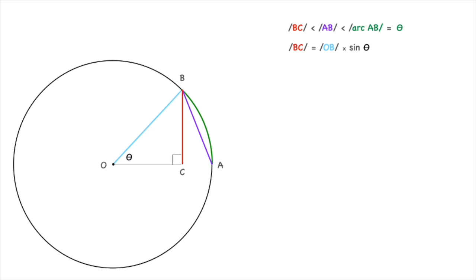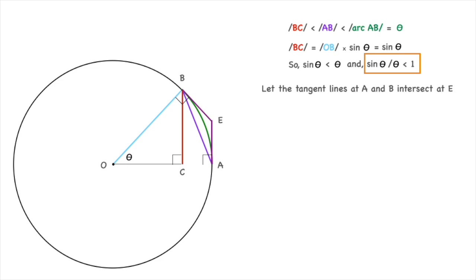BC equals OB times sine theta, which equals sine theta. So, sine theta is less than theta. And sine theta divided by theta is less than 1. This last statement is something we'll need later, so let's draw an orange box around it.